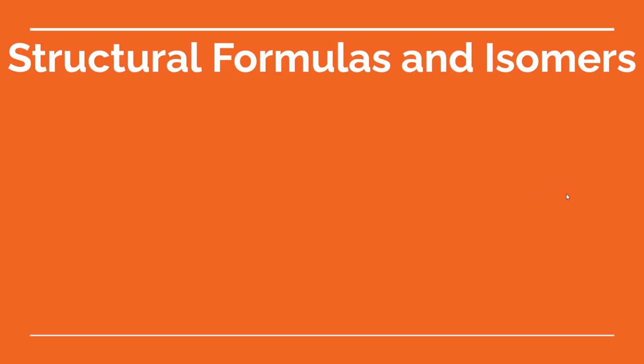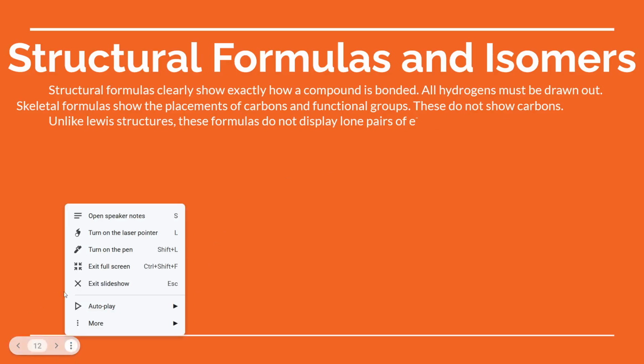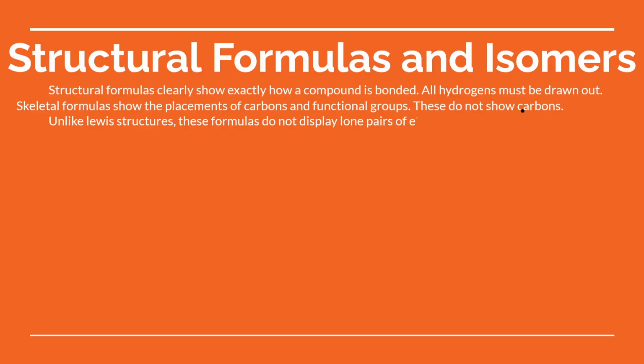Now, structural formulas and isomers. Structural formulas clearly show exactly how a compound is bonded. All hydrogens must be drawn out. Please do not forget to draw out your hydrogens. Skeletal formulas show the placements of carbons in functional groups, and these do not show... I'm sorry, that's not supposed to be carbons. That's supposed to be hydrogens. Now, unlike Lewis structures, these formulas do not display lone pairs of electrons.